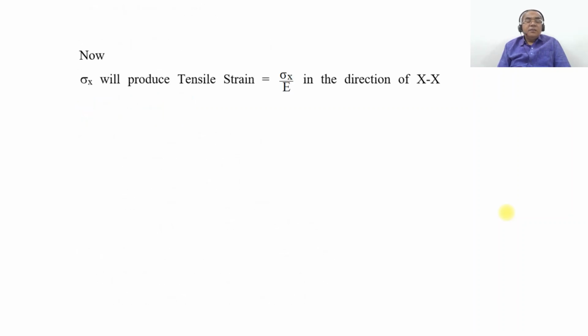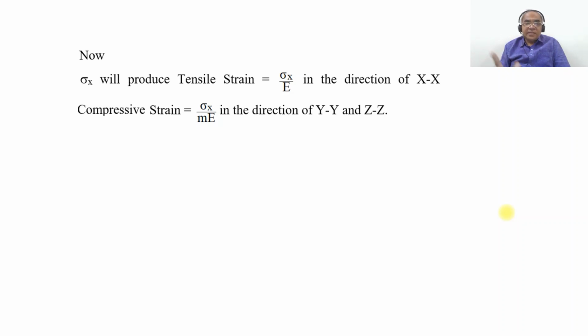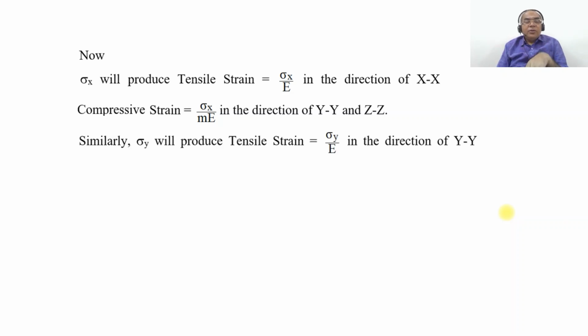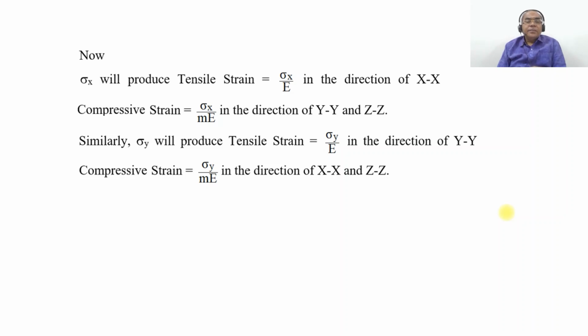Now what happens? Sigma x will produce tensile strain, which is equal to sigma x by E in the direction of xx. So compressive strain, sigma x by m into E, in the direction of yy and zz, because there will be decrease in width and thickness. Similarly, sigma y is going to produce the tensile strain, that is sigma y by E in the direction of yy, and compressive strain, sigma y by m into E, in the direction of zz and xx.